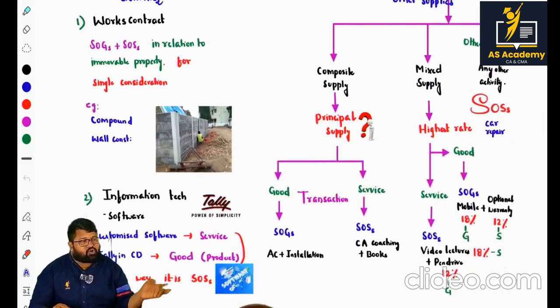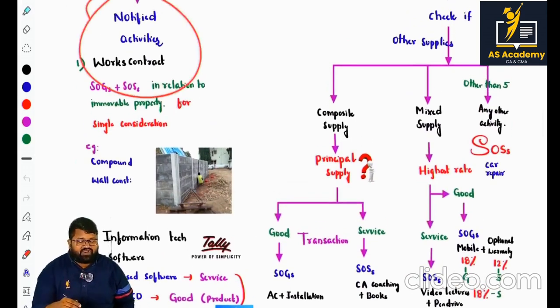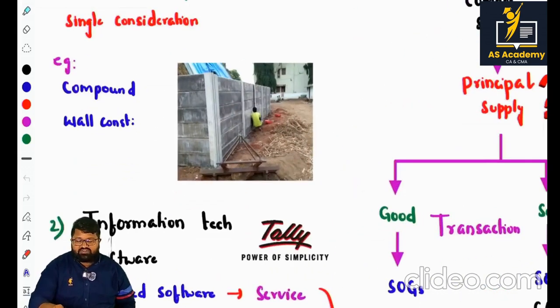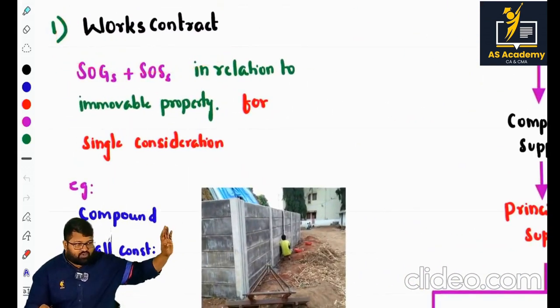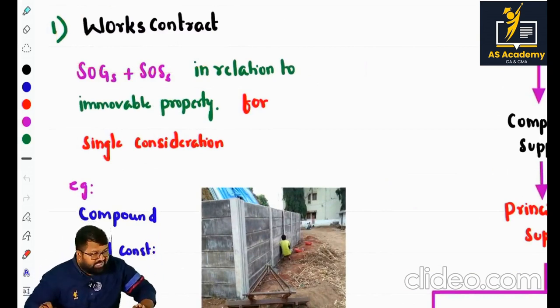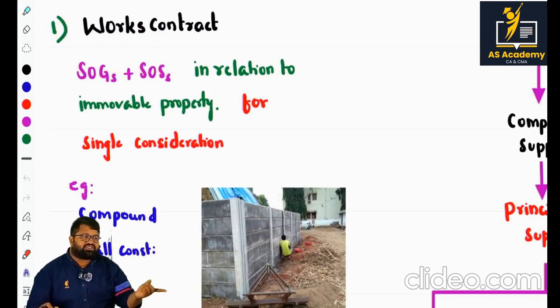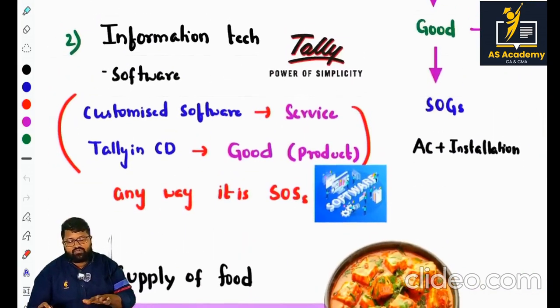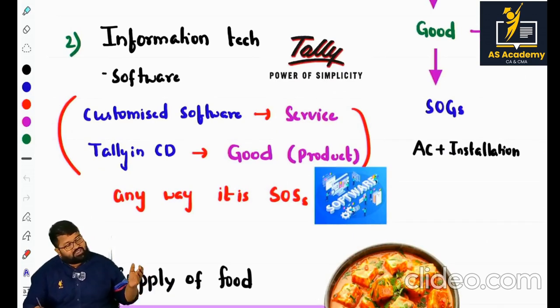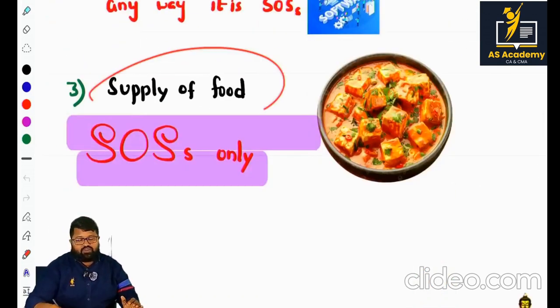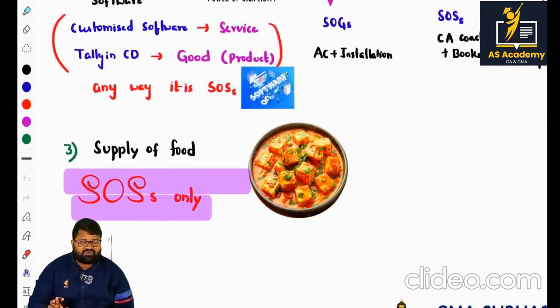Along with services, there is a combination. In this case, there are notified activities and others. Notified activities are three categories. What is the first one? Works contract. Straight away, works contract is regarding immovable property for consideration. It is covered in services. What about the next one? Sir, mainly related to software. Whether it is in the form of CD or whatever, it is service. What about the next one? Supply of food also, it is supply of service only.